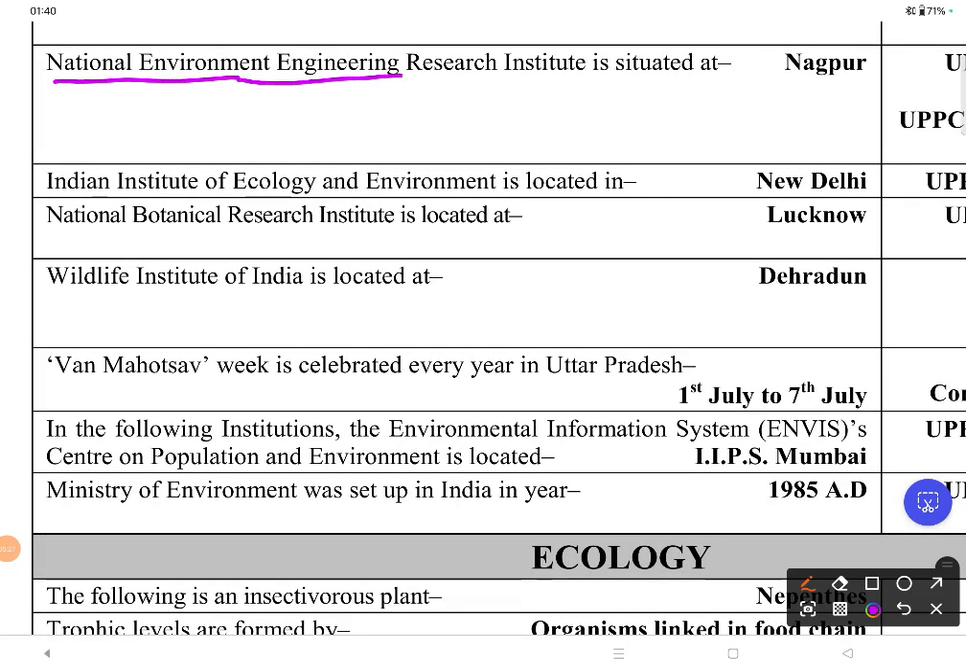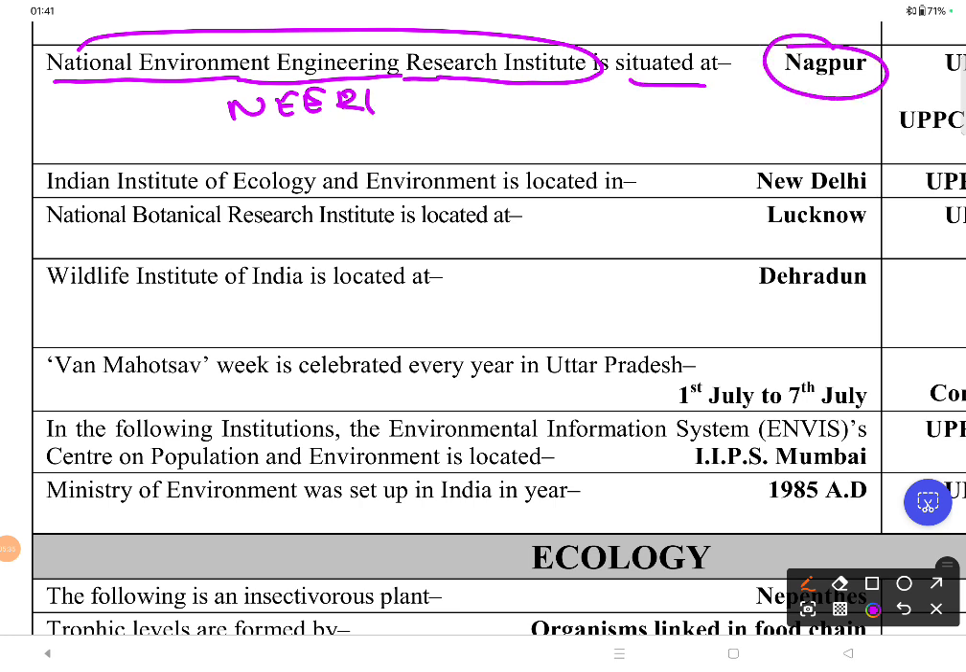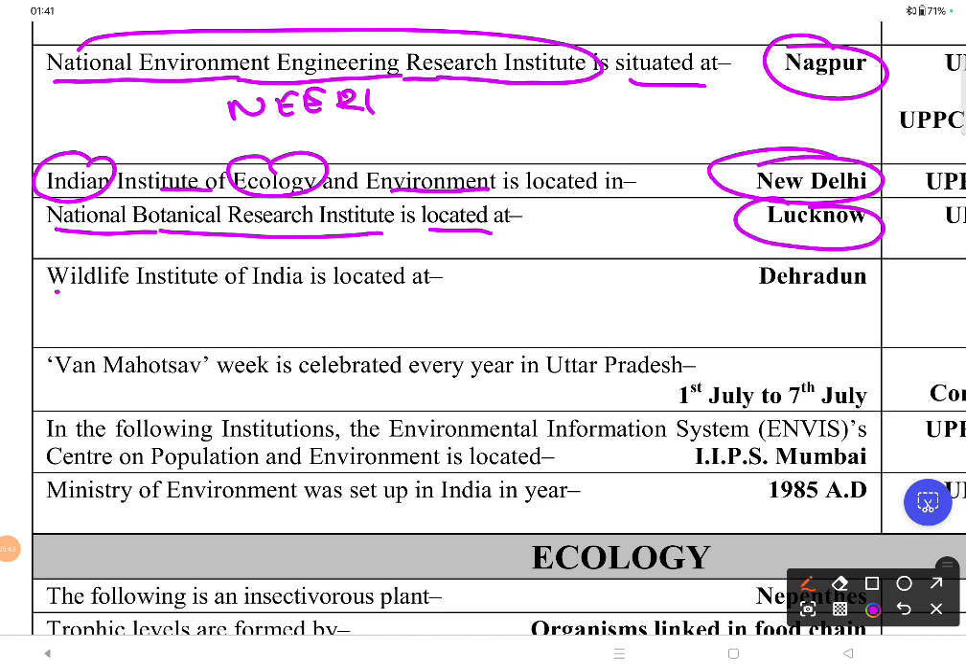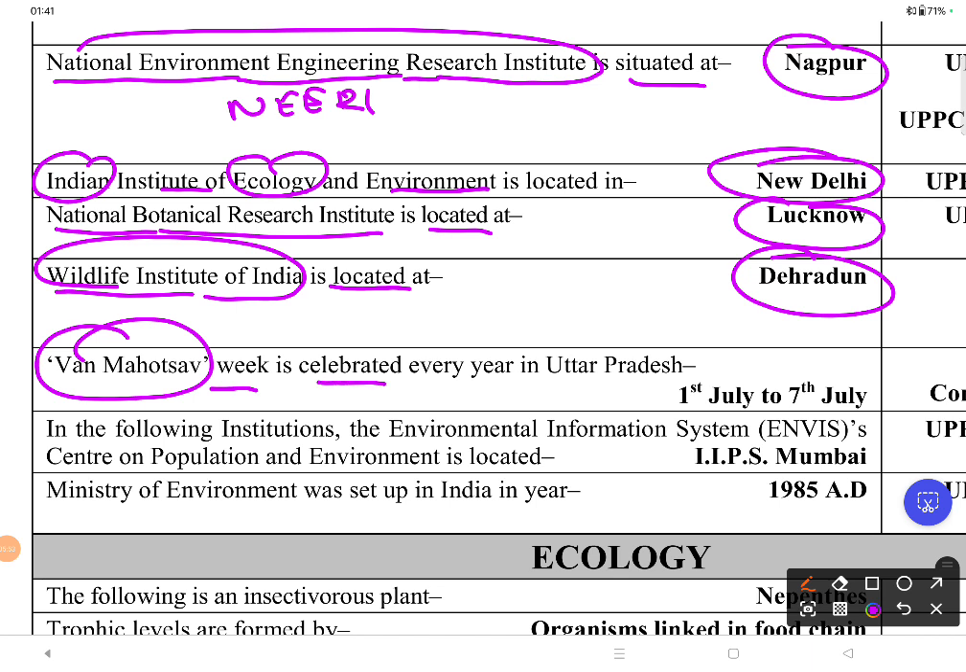The National Environmental Engineering Research Institute, NEERI, is situated at Nagpur. The Indian Institute of Ecology and Environment is located in New Delhi. The National Botanical Research Institute is located at Lucknow. The Wildlife Institute of India is located at Dehradun. Van Mahotsav week is celebrated every year in Uttar Pradesh, from 1st July to 7th July.